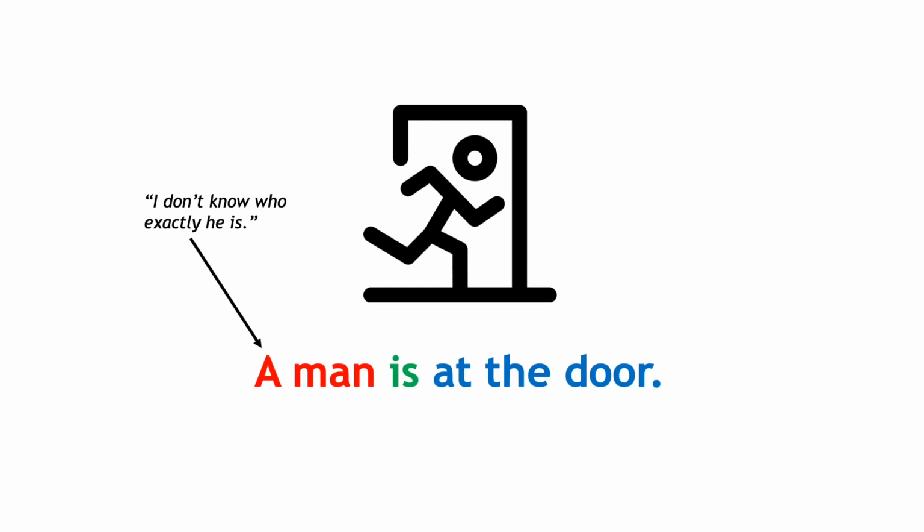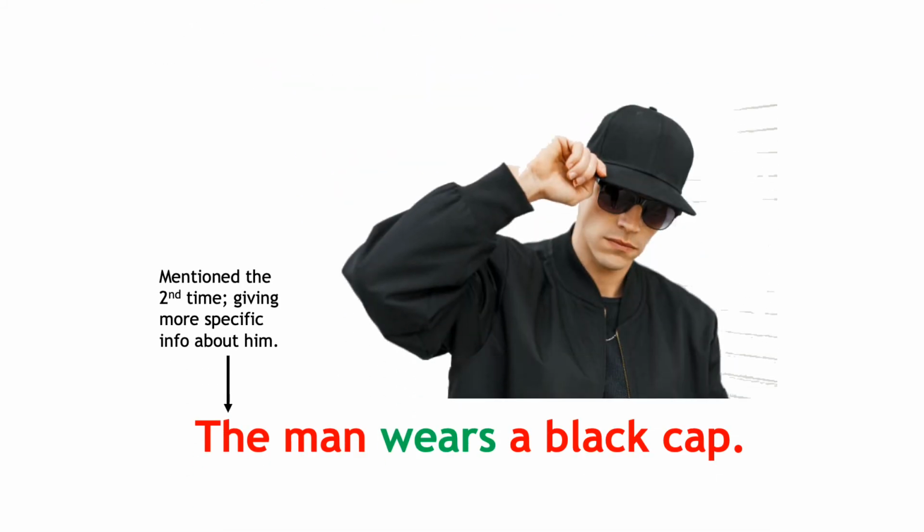Similarly, after introducing someone existing at the door, if we want to indicate it's the same man we are talking about, we have to use the. For example, the man wears a black cap. So now, the writer or the speaker is giving more specific information about him.